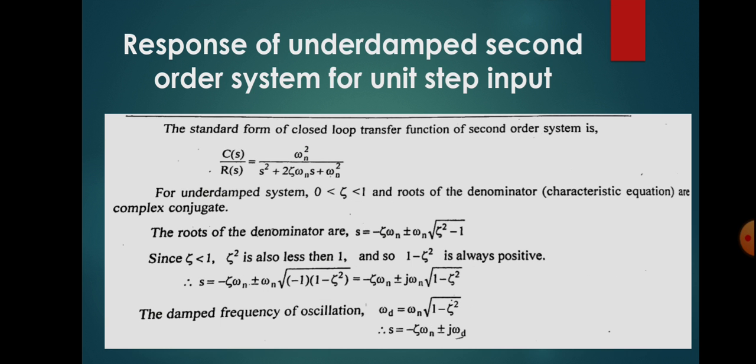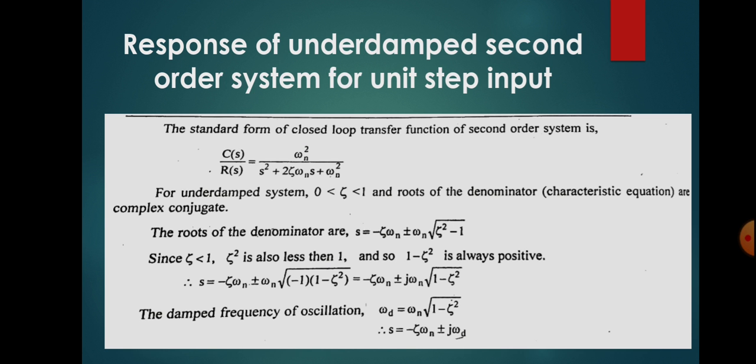And the roots of the denominator are s equal to, as we have obtained earlier, minus delta omega n plus or minus omega n into square root of delta square minus 1. When the delta value is less than 1, that is, delta square is also less than 1, so 1 minus delta square is always positive. So s will be equal to minus delta omega n plus or minus omega n into square root of minus 1 into 1 minus delta square, that is equal to minus delta omega n plus or minus j omega n into square root of 1 minus delta square.